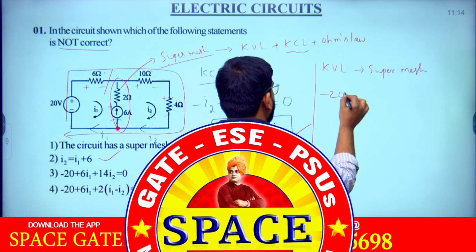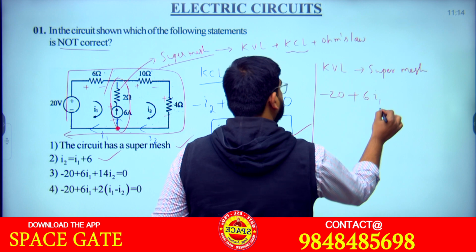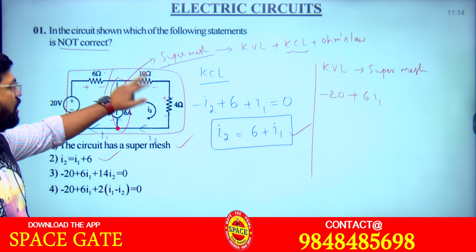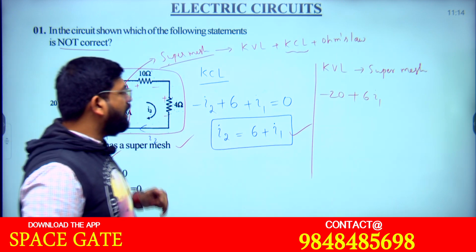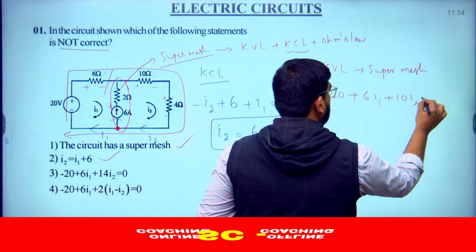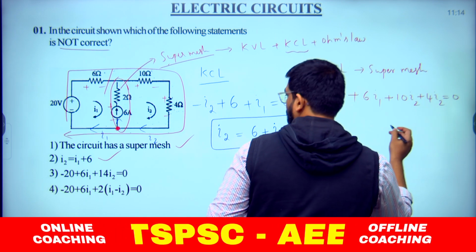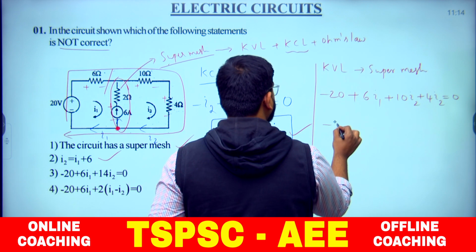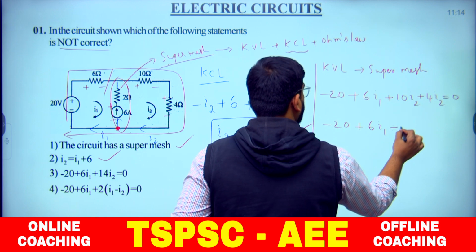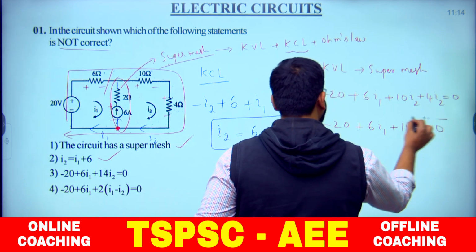If you follow that, what will be the expression? Minus 20 plus 6 I1, these are the two branches associated with the first mesh. And what are the other two branches? 10 and 4, you can take individually also. 10 I2 plus 4 I2 is equal to 0. Now simplify this, what do we get? Minus 20 plus 6 I1 plus 14 I2, which is equal to 0.